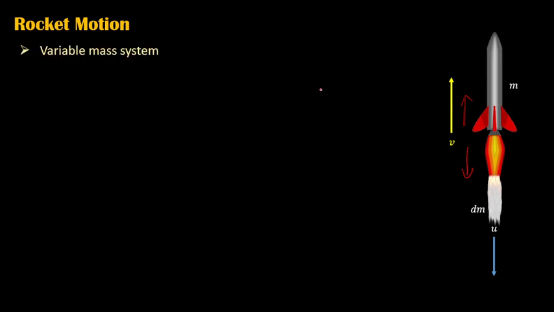Rocket is a variable mass system. That is, as the hot gases escape from the bottom hole, the mass of the rocket decreases with time. So the rocket becomes lighter and lighter during the liftoff.